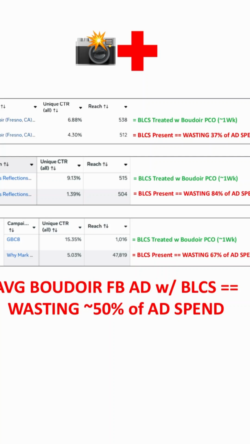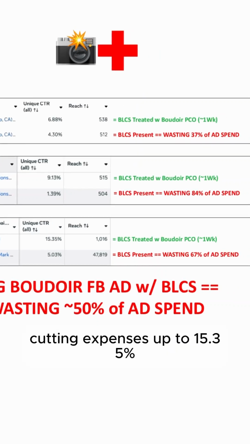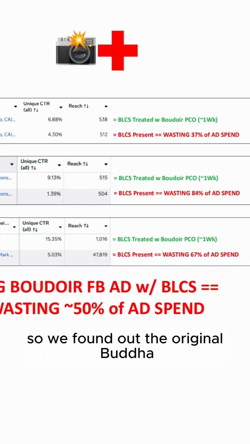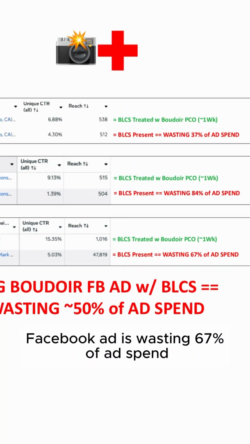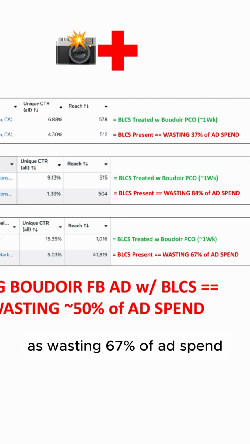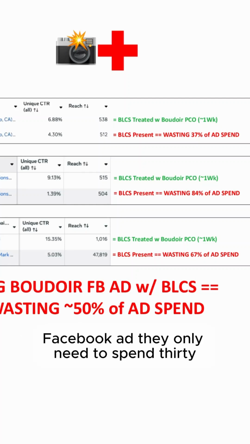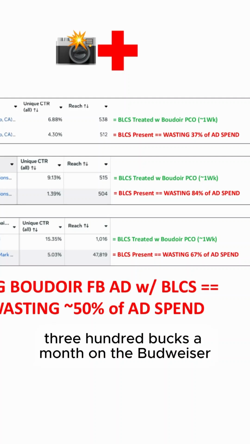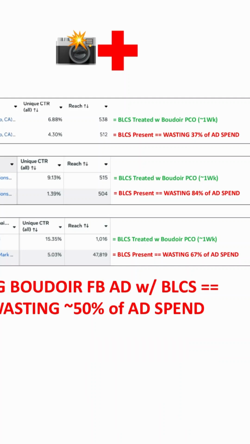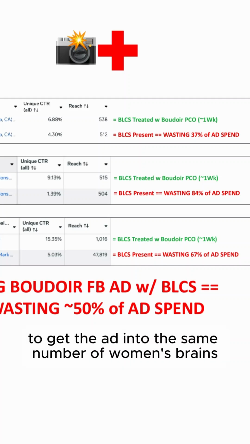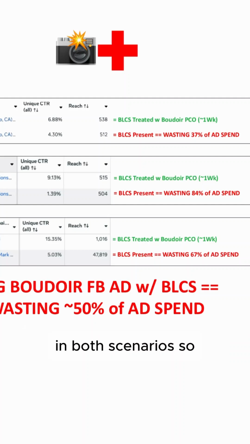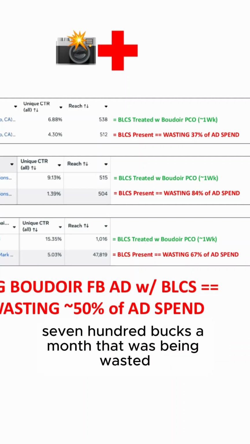We got the unique CTR up to 15.35%. So we found out the original Boudoir Facebook ad was wasting 67% of ad spend. That means that they're spending 10 grand a month on the original Boudoir Facebook ad. They only need to spend $3,300 a month on the Boudoir Pico treated ad to get their ad into the same number of women's brains in both scenarios. So it's $6,700 a month that was being wasted.